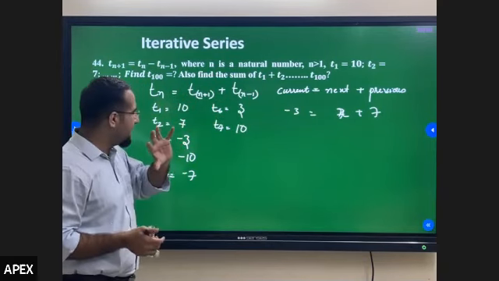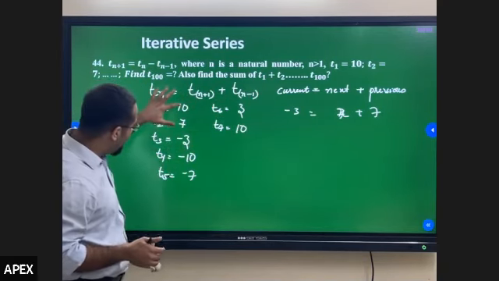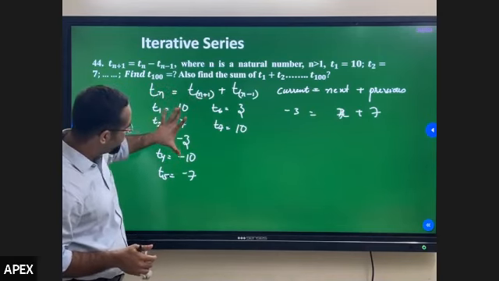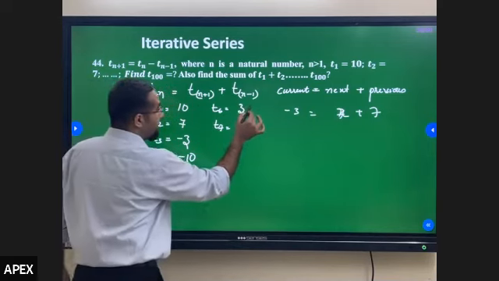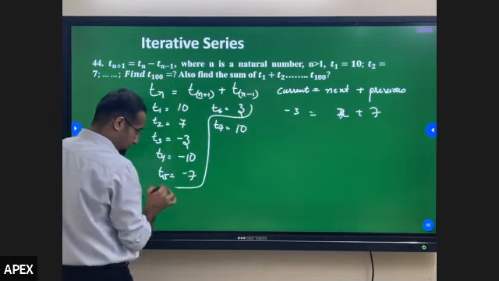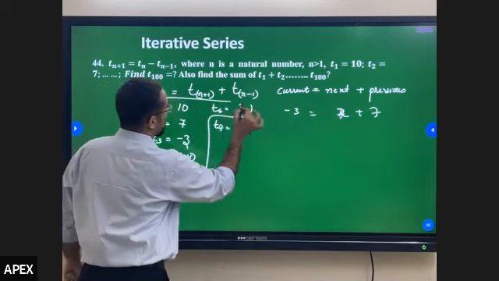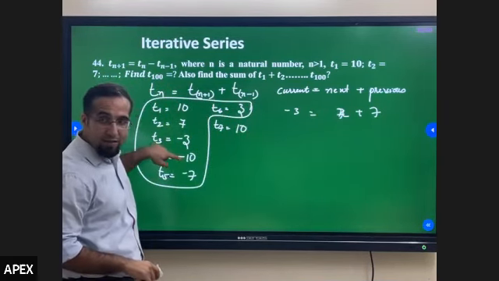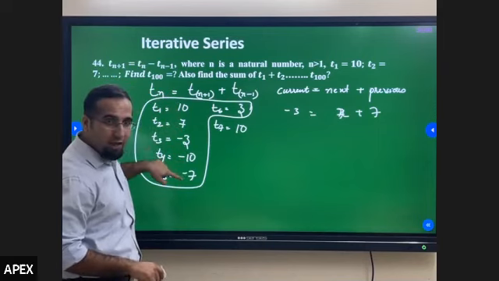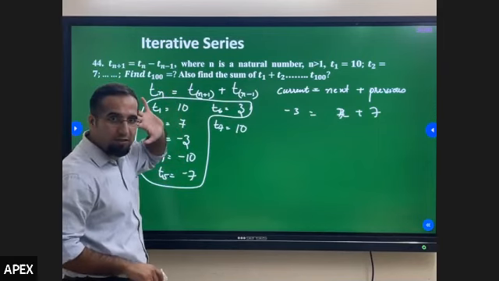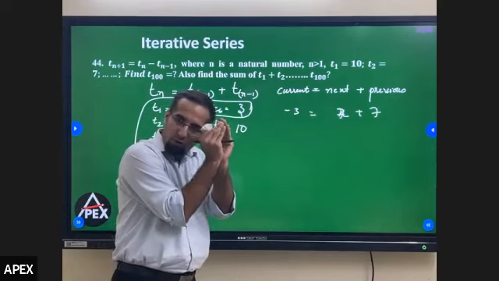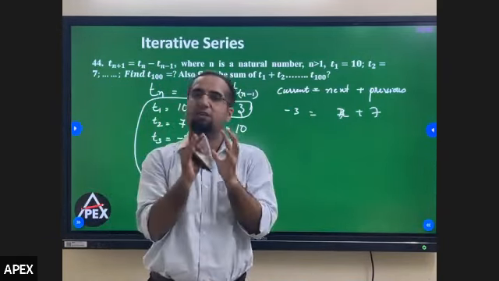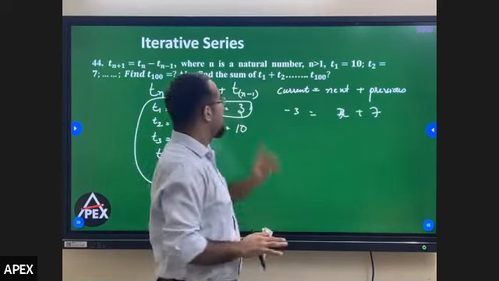Clear? So now understand it very strategically. What is the sum of these 6 terms? Only these 6 terms, don't go with 7 terms. Minus 10 plus 10 gets cancelled. 7 minus 7 gets cancelled. Minus 3 plus 3 gets cancelled. So the sum of 6 terms is 0. Every set of 6 terms will give me zero.